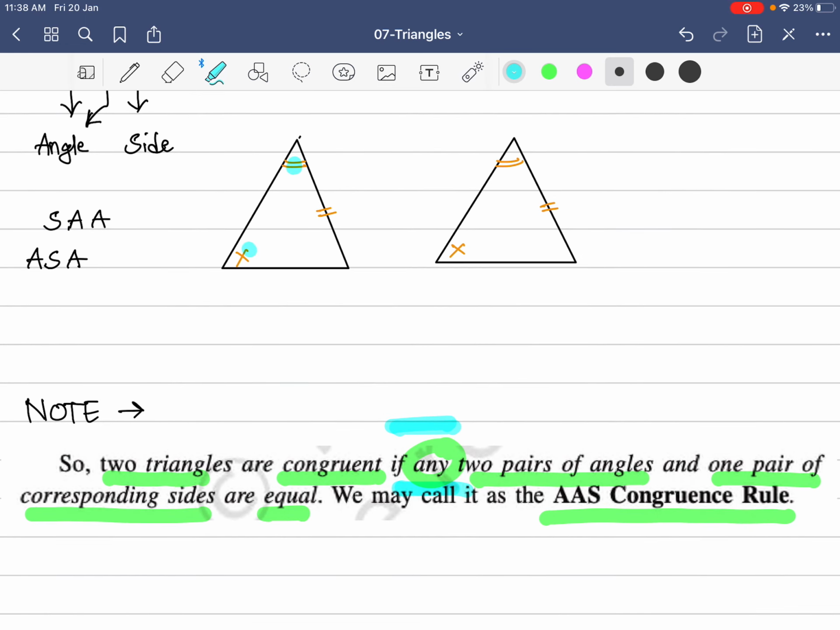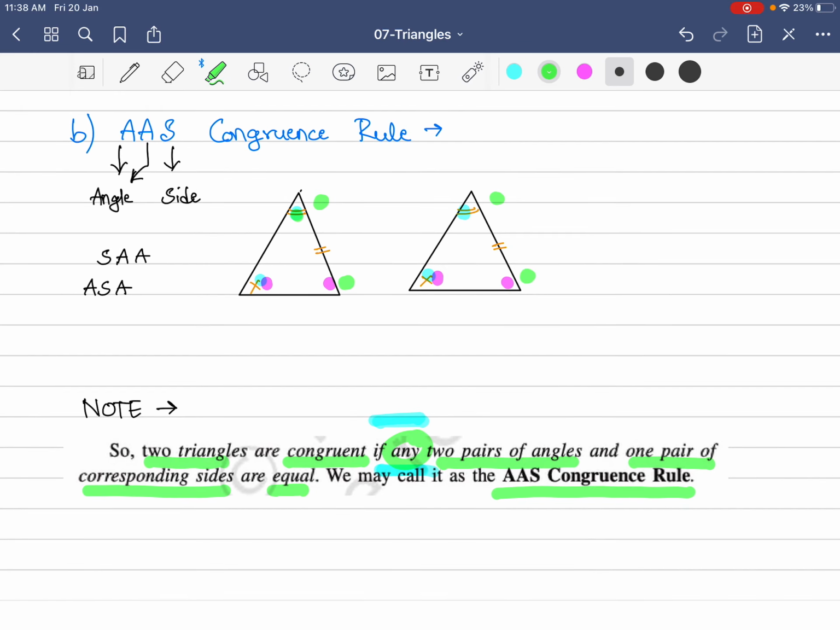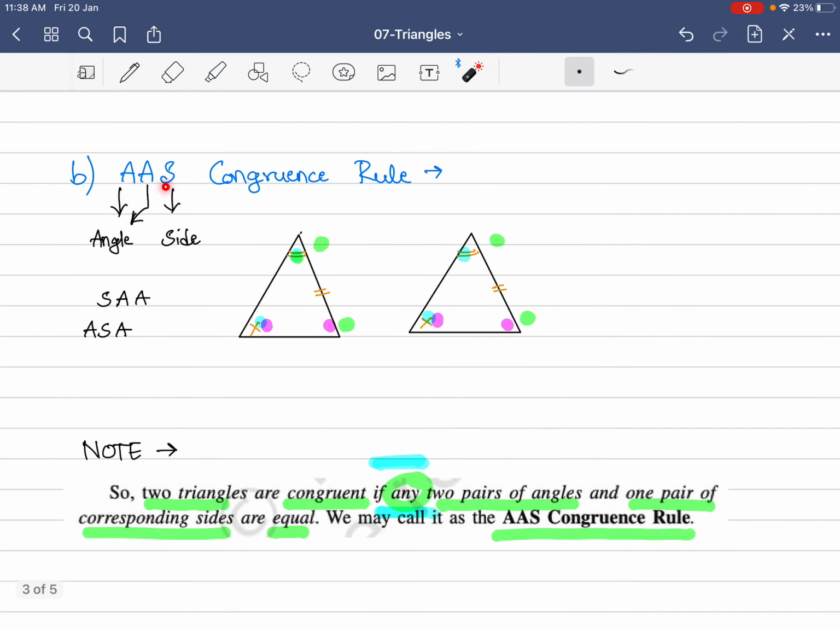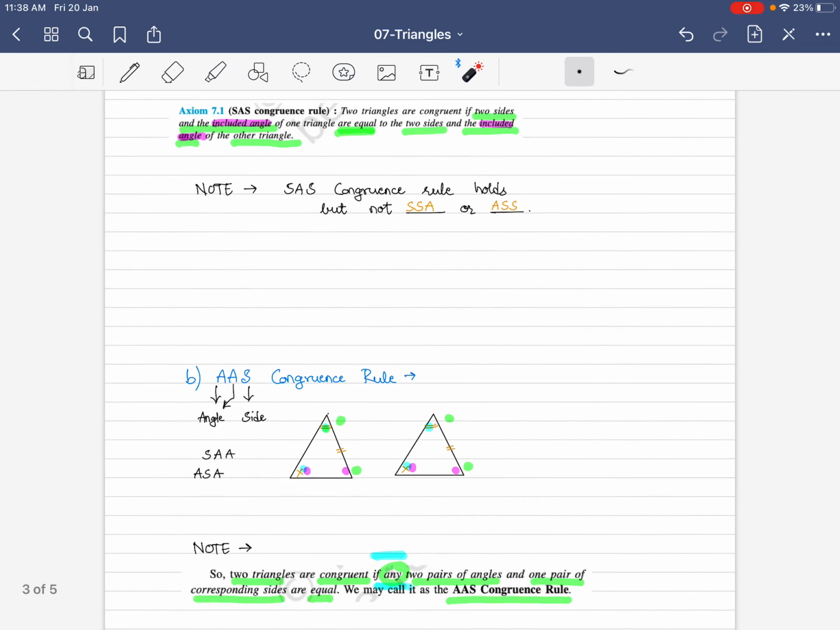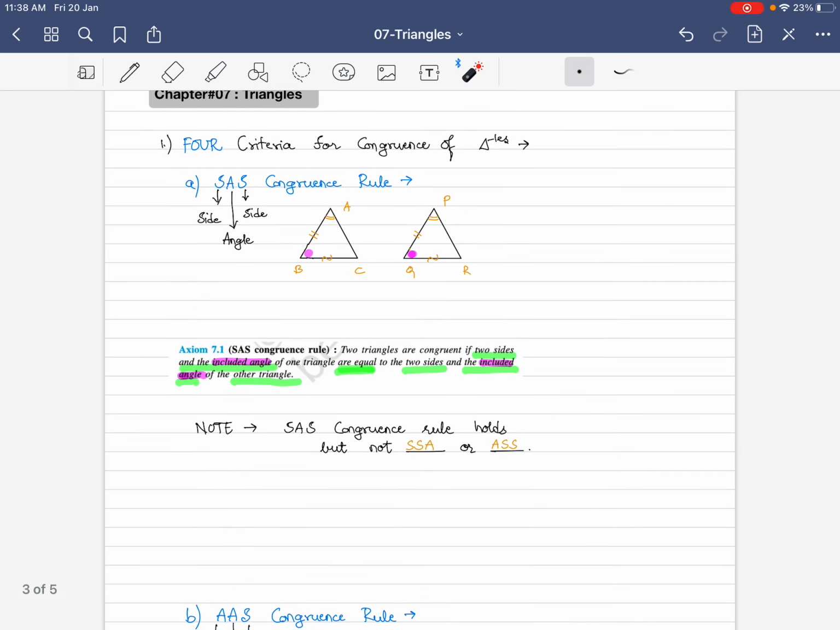So either you can go with these two pairs, or you can even go with these two pairs, or you can even go with these two pairs of angles. So any two pairs of angles and one side being congruent, you can say that the two triangles are congruent using the AAS congruence rule. Very flexible. So this was our second criterion in the total four criteria of congruent triangles.